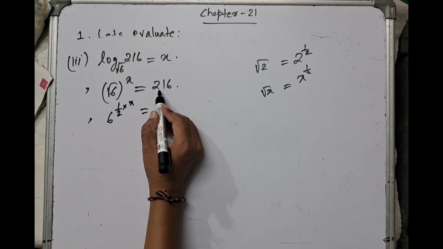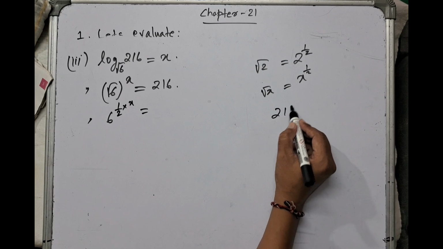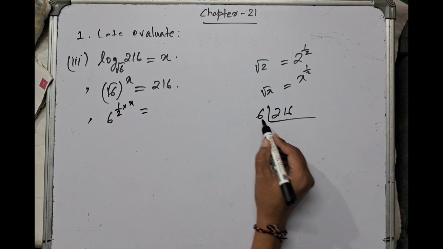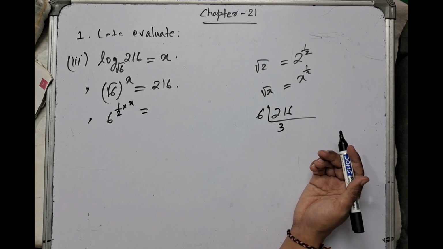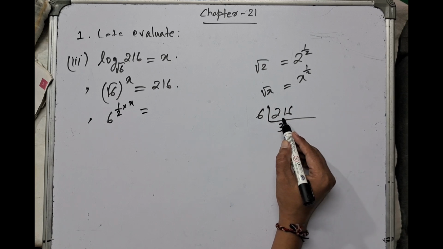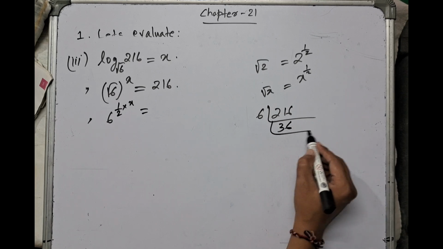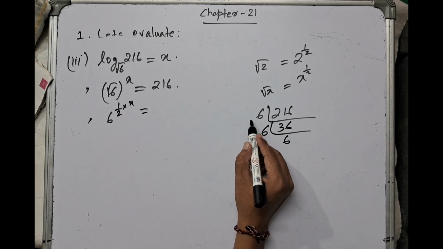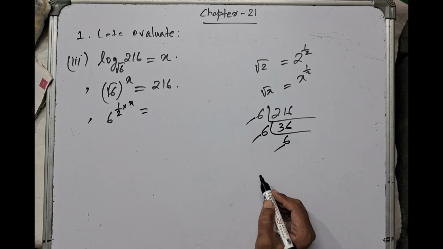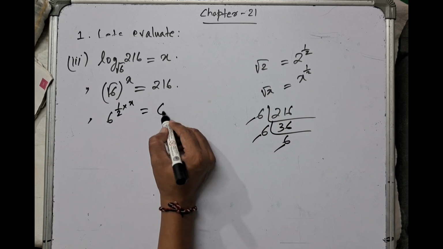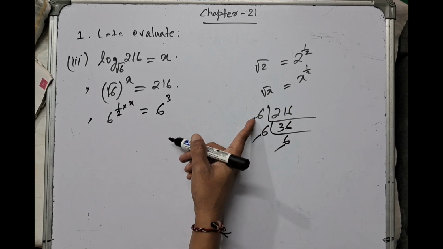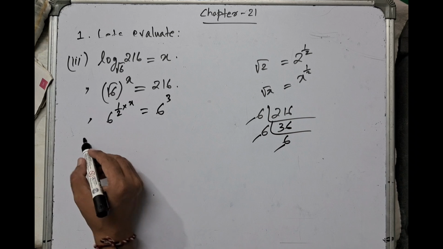216, I'm going to change this into factors of 6. Okay, 216. 6 threes are 18, 19, 20, 21. We have 3 in hand, 6 sixes are 36, again 6 sixes are 36. 6 multiplying 3 times gives us 216. So this can be written as 6 to the power 3. 1, 2, 3. 6 cube.